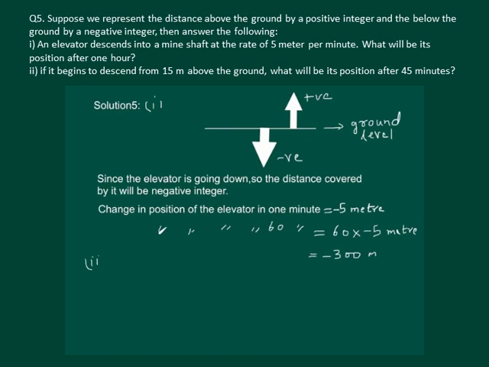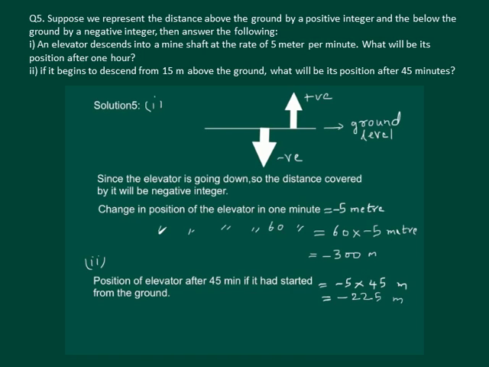Second part of the same question reads, if it begins to descend from 15 meters above the ground, what will be its position after 45 minutes? Let us calculate the position of the elevator after 45 minutes if it had started from the ground. It would be minus 5 into 45 meters, which is equal to minus 225 meters.